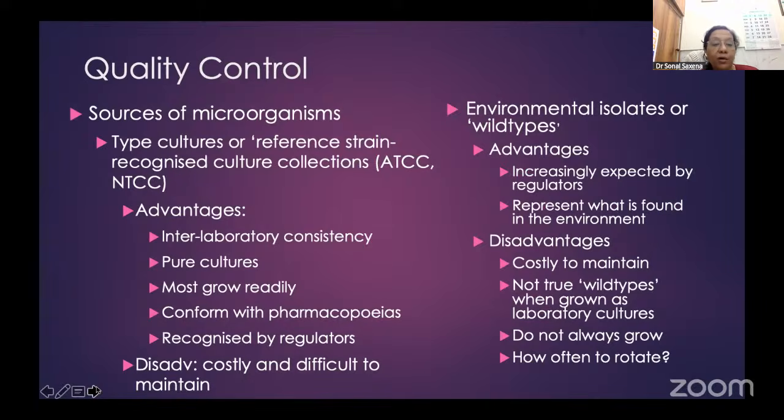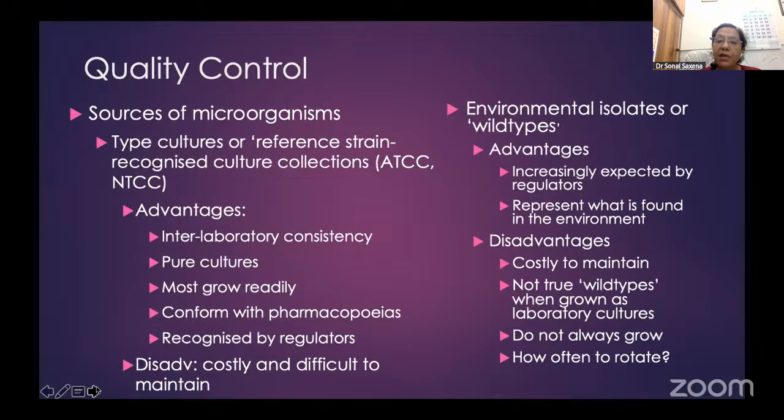What about interlaboratory consistency? You can use any of the standard cultures. The problem here is that they are very costly and difficult to maintain. But the advantage is that there is minimum variability between the labs. The other thing you can do is go for interlaboratory comparison. If you have another lab close by or your sister lab, you can also do it comparatively.